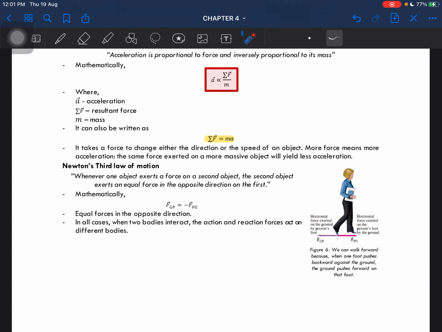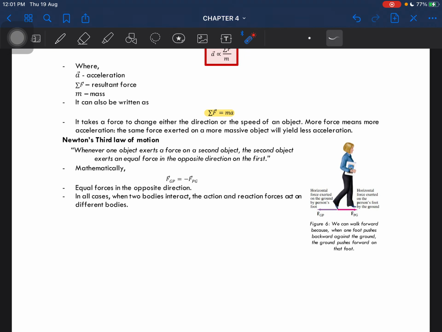Lastly is Newton's third law of motion. It mentions that whenever one object exerts a force on a second object, the second object exerts an equal force in the opposite direction on the first object. So when there is an action force acting on the object, there will be a reaction force from the object as well. For example, this is the force experienced by B on A, and this force will be experienced by A on B as well, equal in magnitude but in opposite direction.